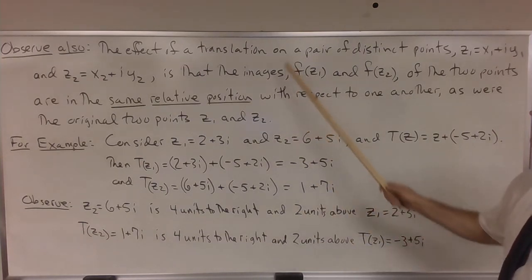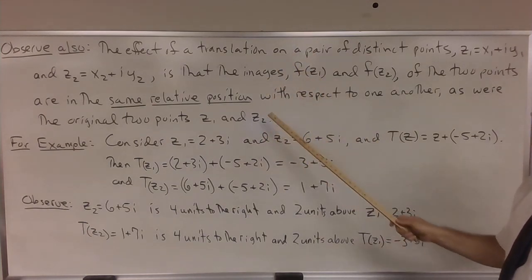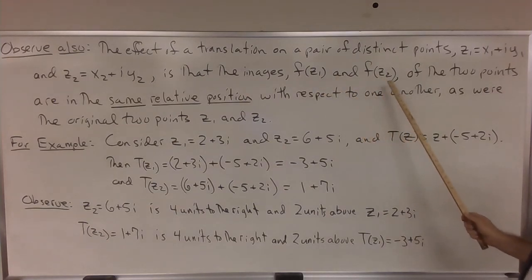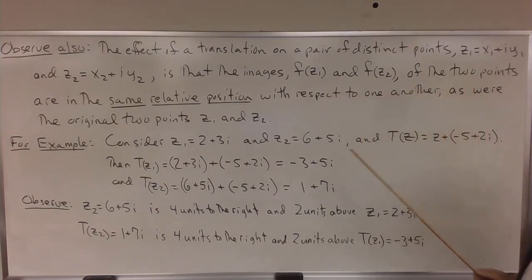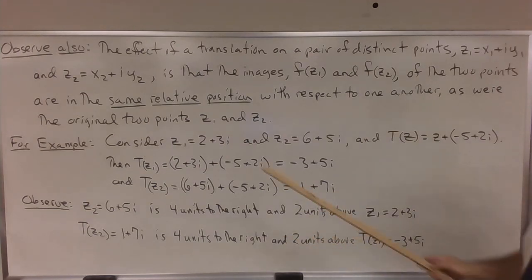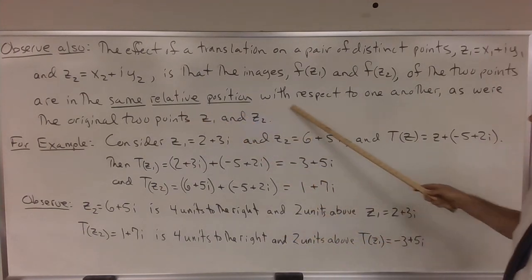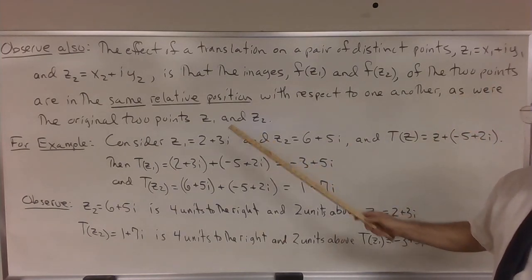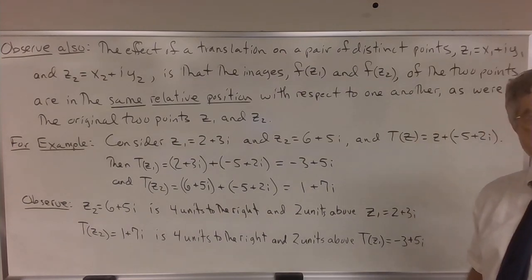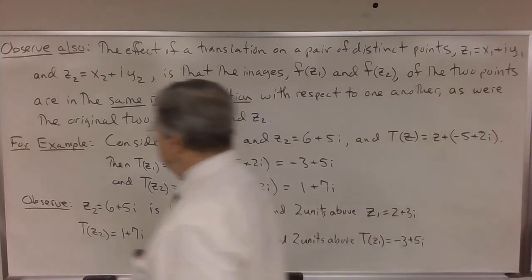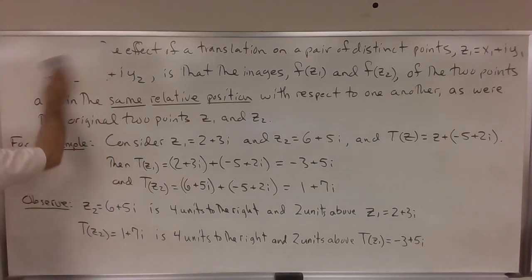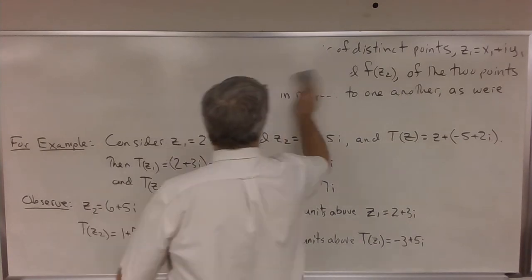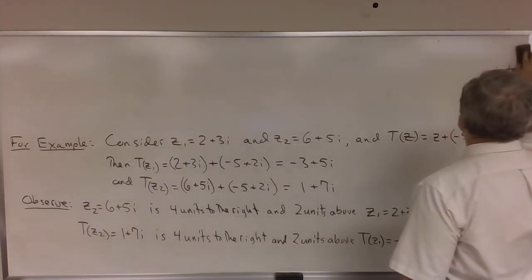So, tell you what, I'm going to erase the top part of the board, so I'm going to repeat this again. The images f of z1 and f of z2 of the two points z1 and z2 are in the same relative position with respect to each other as were the original two points z1 and z2. Now I'm going to erase this just so that I can draw the graph of the transformation.